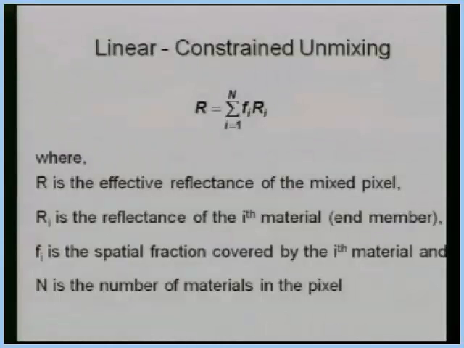In fact, you can have linear, unconstrained unmixing also, but we are not going to talk about that. Only linear, constrained unmixing will be talked about, where R is the effective reflectance of the mixed pixel, Ri is the reflectance of the ith material or the endmember, Fi is the spatial fraction covered by the ith material, and N is the number of materials present in the pixel.